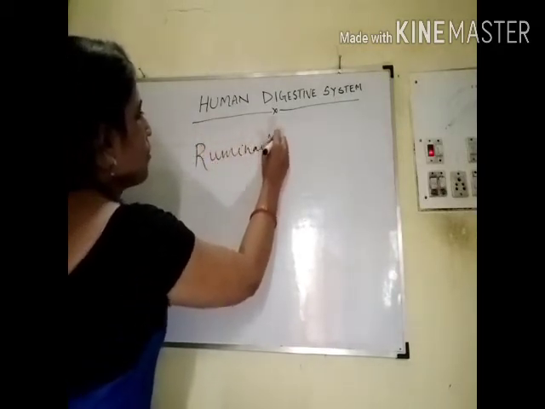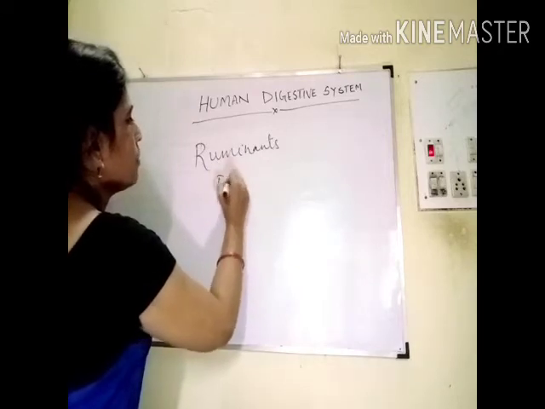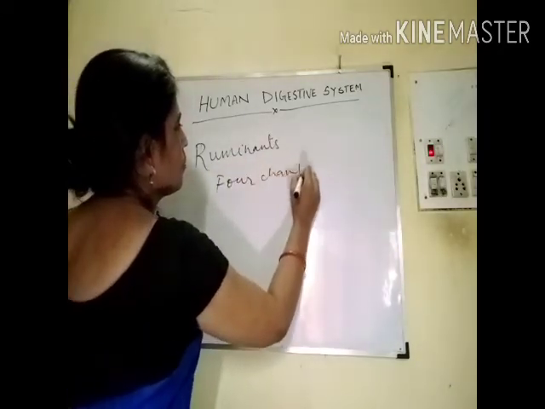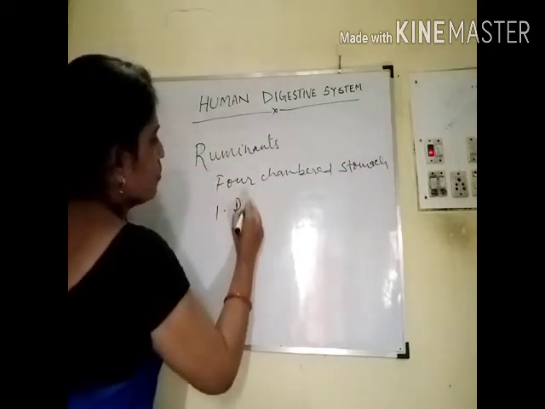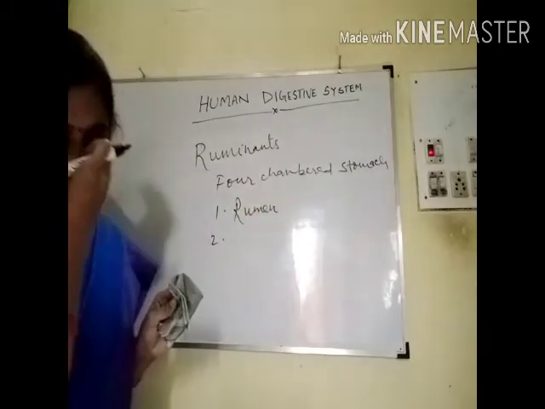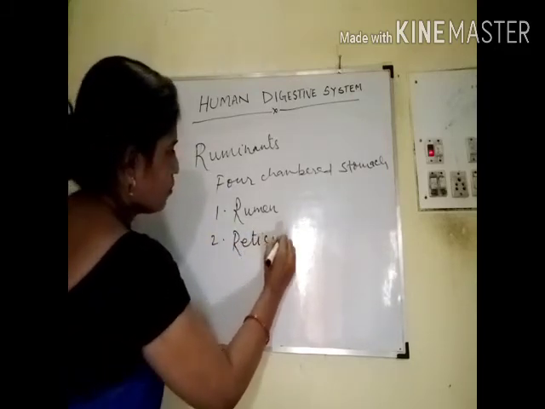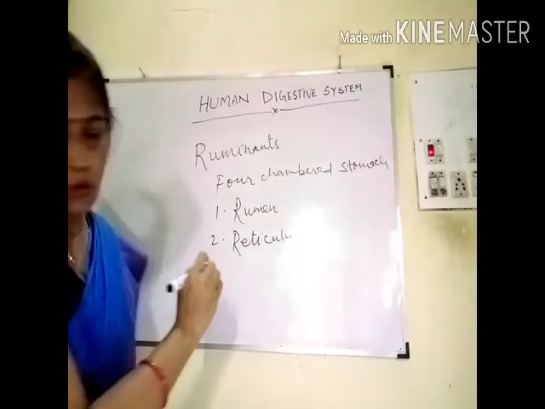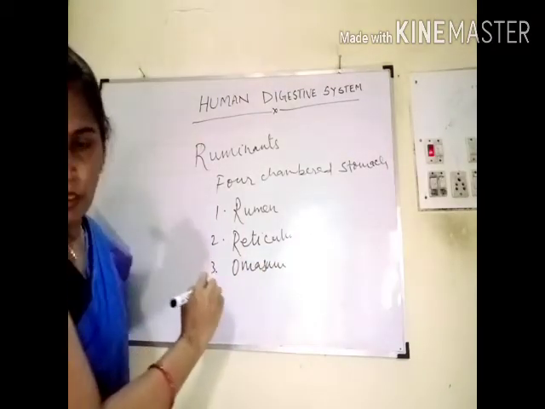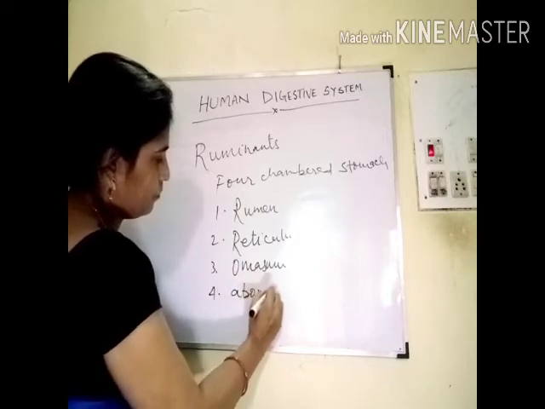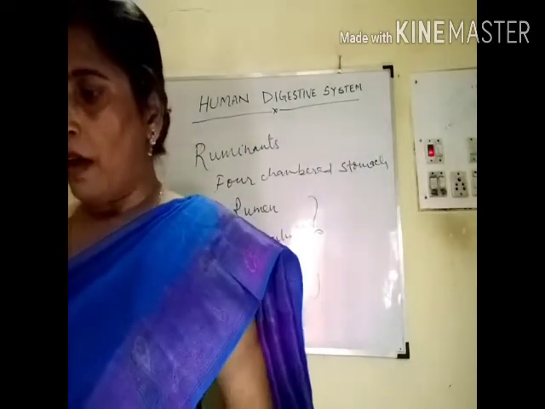Ruminants have a four-chambered stomach. First is your rumen, second is your reticulum, third is your omasum, and fourth is your abomasum. So these are the four chambers of the stomach.